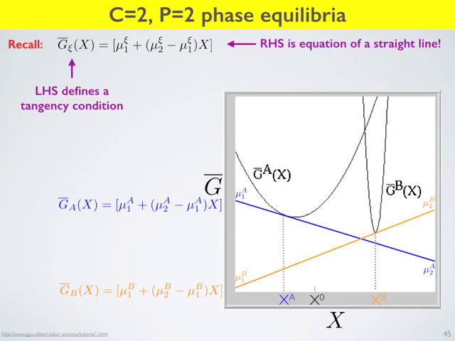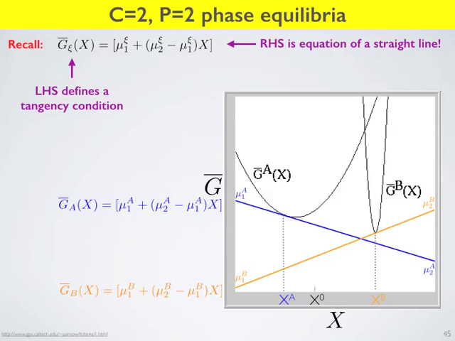So on the very left-hand side of the plot, where X is equal to 0, this is precisely mu 1 alpha, the chemical potential of component 1 in phase alpha, because when X is equal to 0, this term disappears, and we're left with this. Conversely, on the right-hand side of the plot, where X is equal to 1, the mu 1 alpha terms annihilate one another, and we're just left with mu 2 alpha, the chemical potential of component 2 in phase alpha. So if we draw the line all the way to the right-hand side, we get this intercept, which is mu 2 of phase alpha.